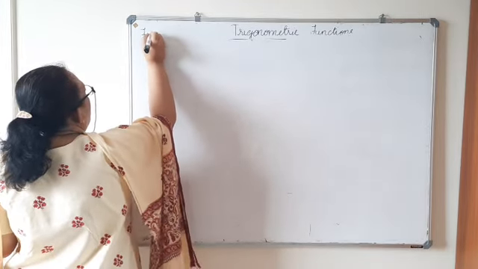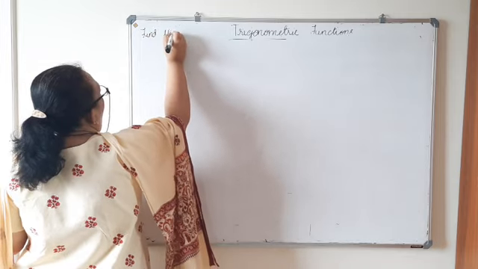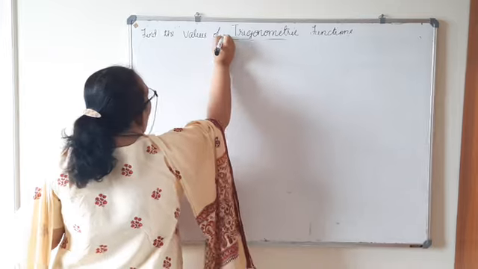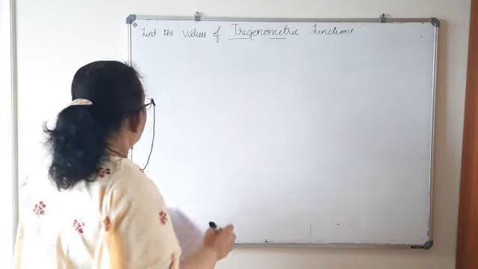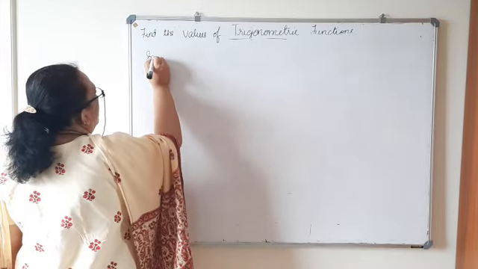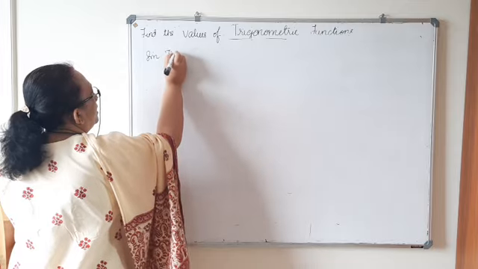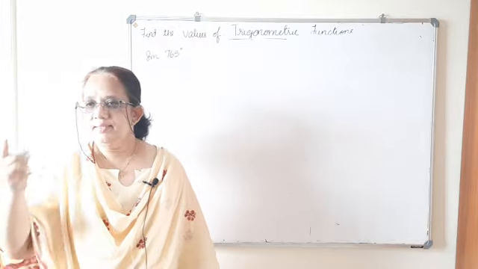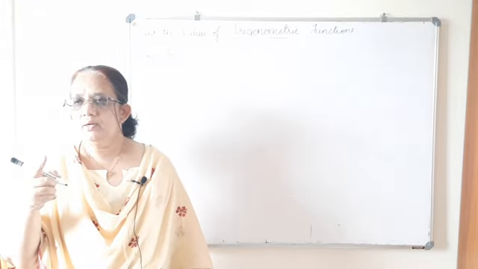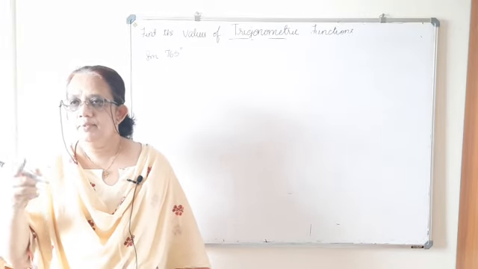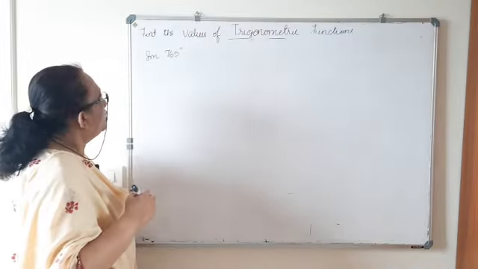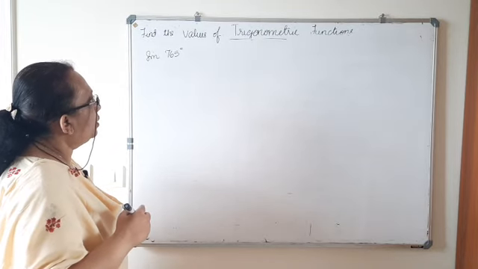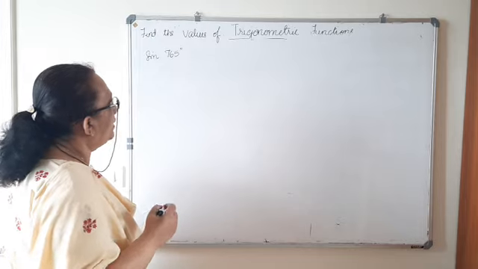Find the values of trigonometric functions. Sine 765 degrees. After 2 pi, the same value gets repeated for sine and cos. So for sine 765, the angle is positive, so the rotation is in the anti-clockwise direction.